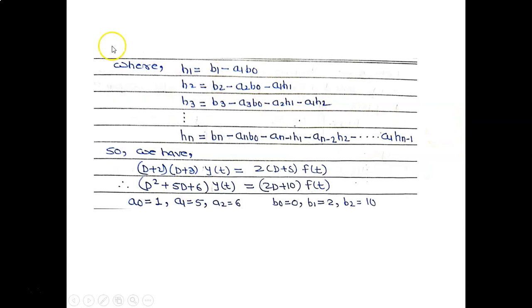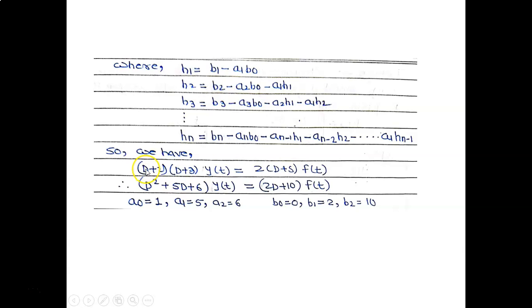Where h1 is equal to b1 minus a1 b0, h2 is equal to b2 minus a2 b0 minus a1 h1, h3 is equal to b3 minus a3 b0 minus a2 h1 minus a1 h2, and hn is equal to bn minus an b0 minus an minus 1 h1 minus an minus 2 h2 minus dot dot dot minus a1 hn minus 1. These are the standard equations of this method.